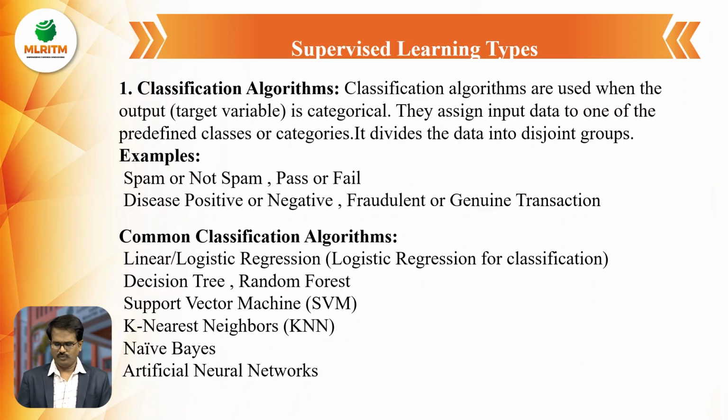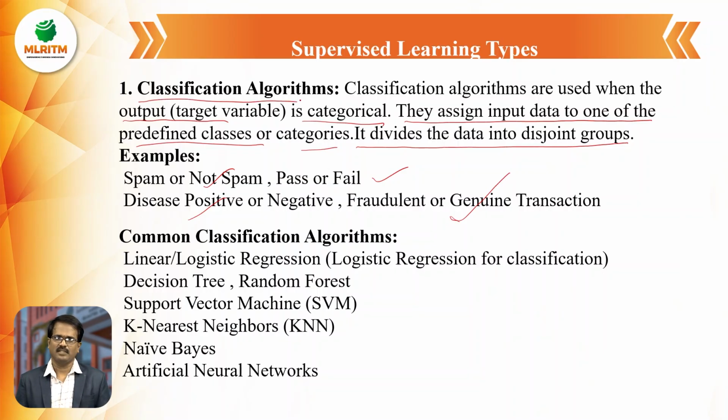Next, what are the different types of supervised learning? We already discussed the classification algorithm. Classification algorithms are used when the output is a categorical variable. They assign input data to any one of the predefined classes or categories. What is the definition of classification? It divides the data into disjoint groups. These are the examples: spam, not spam, pass or fail, disease positive or negative, fraudulent or genuine transactions. Whenever we have this type of data, then we will go through the classification learning algorithms.